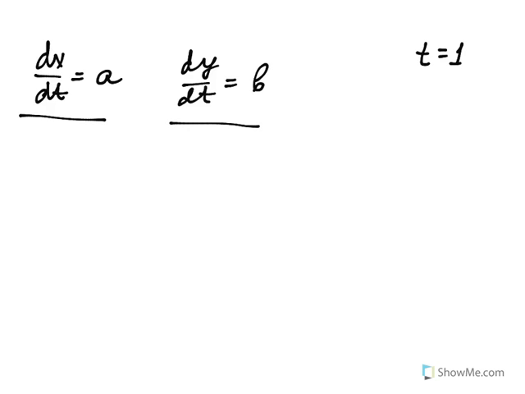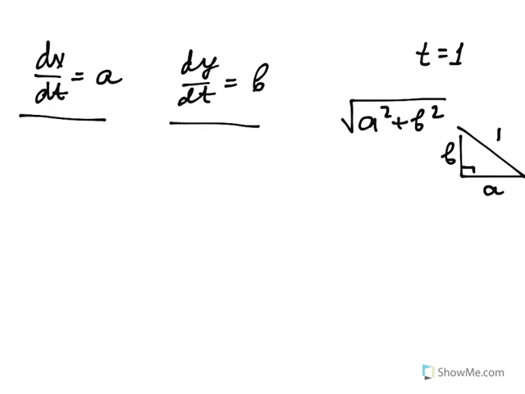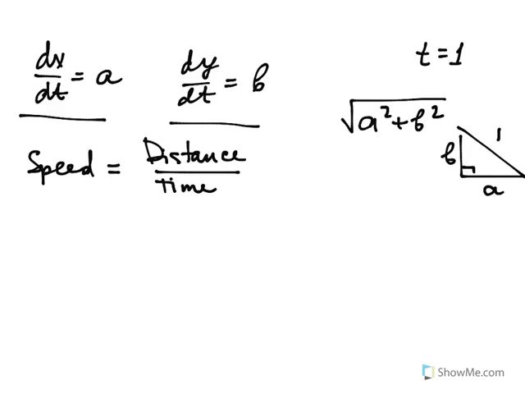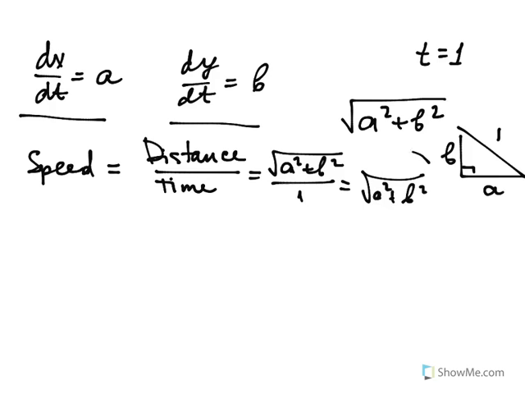The Pythagorean theorem says that this object travels a distance of the square root of a squared plus b squared, right? Therefore, the speed equals distance traveled over time taken. Well, in our case, that would be the square root of a squared plus b squared over 1, which is just the square root of a squared plus b squared.